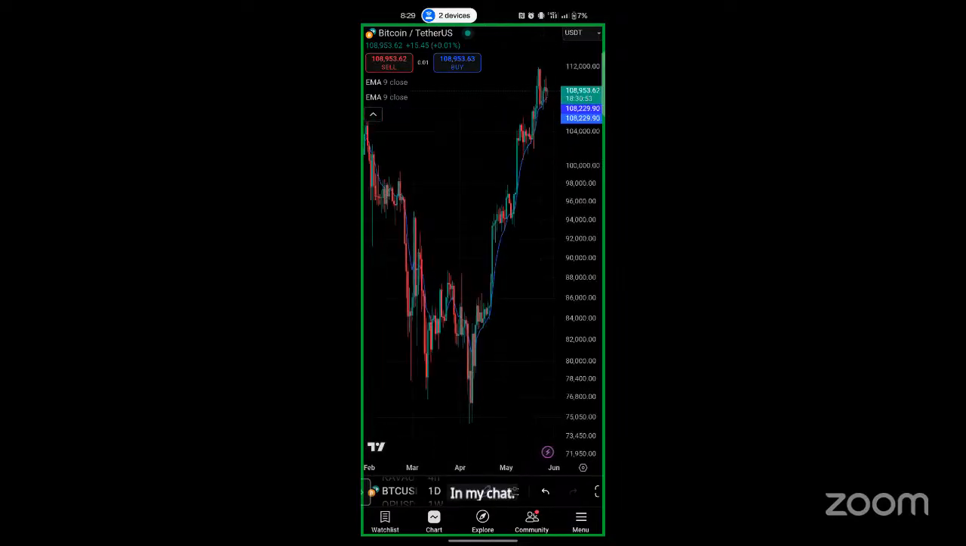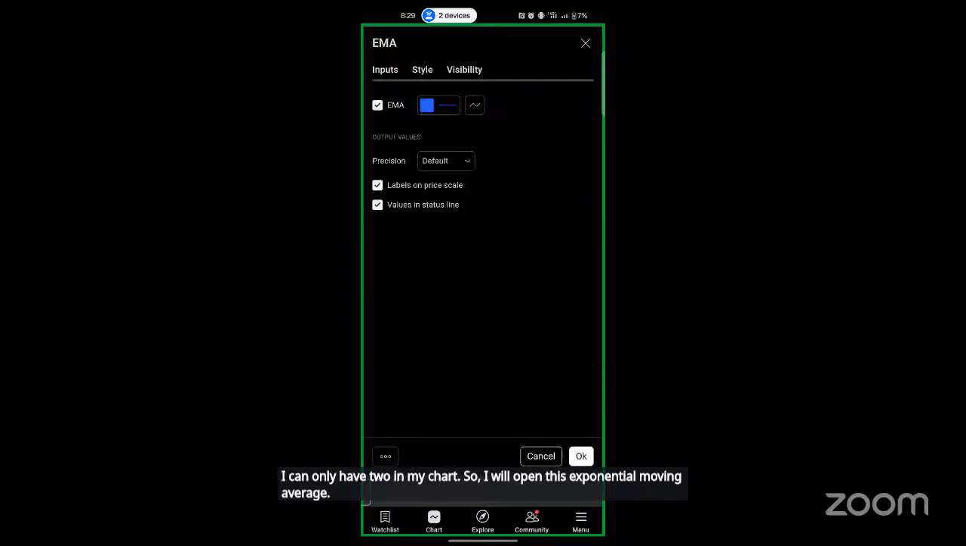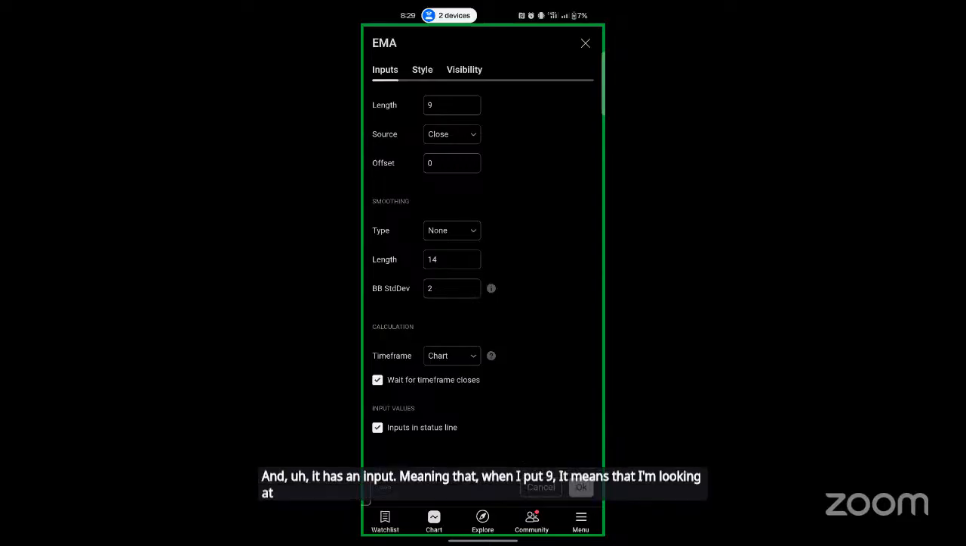I can only have two in my chart. So I will open this exponential moving average, and it has an input, meaning that when I put 9, I'm looking at the performance of the past 9 candles. Now let us increase it a little bit.